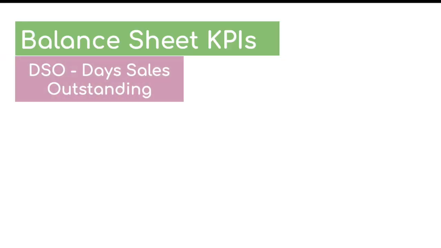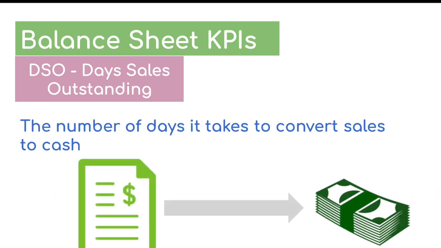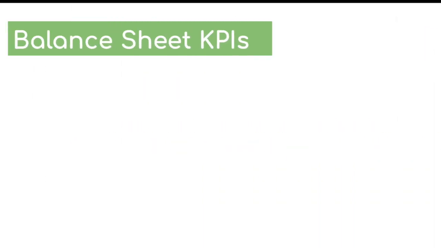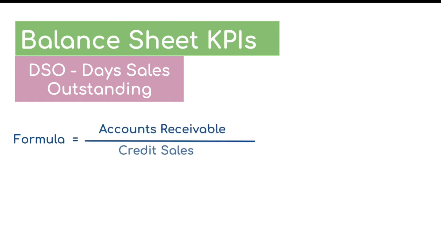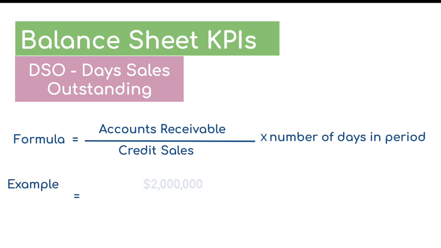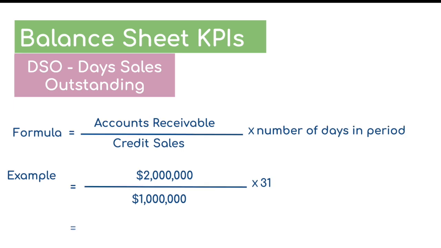All right, so days sales outstanding is an important balance sheet KPI, and the definition of it is that it's the number of days it takes to convert sales into cash. So let's take a look at how to calculate this KPI. When you look at days sales outstanding, you take the accounts receivable balance and divide it by the amount of credit sales, and then you multiply that by the number of days in a period. So if a company has $2 million in accounts receivable, you divide that by the amount of credit sales, let's say $1 million, and then multiply by the number of days in the month. Say this is the month of May, 31 days, you get an answer of 62 days, which is telling you that it's taking you 62 days to convert your sales into cash.